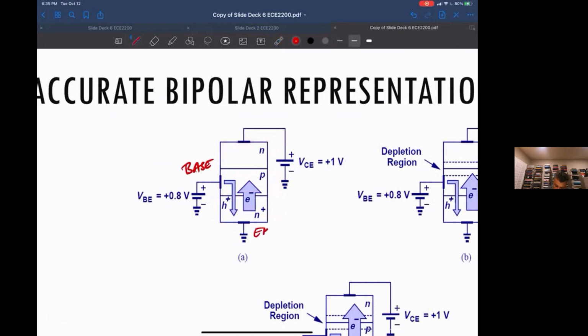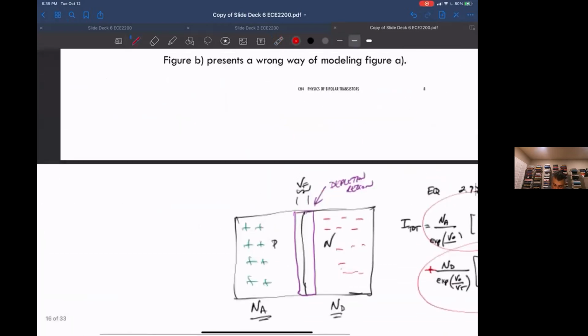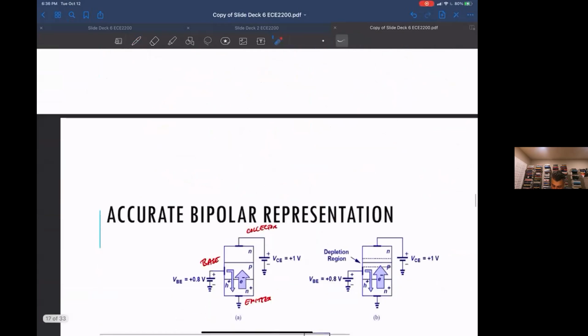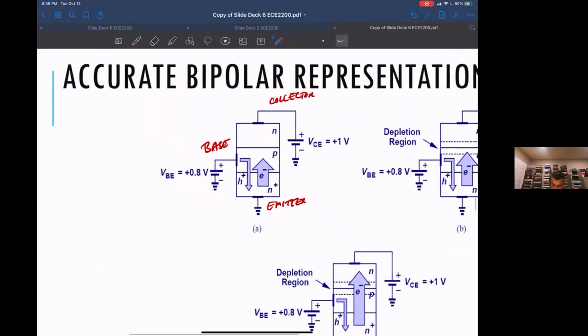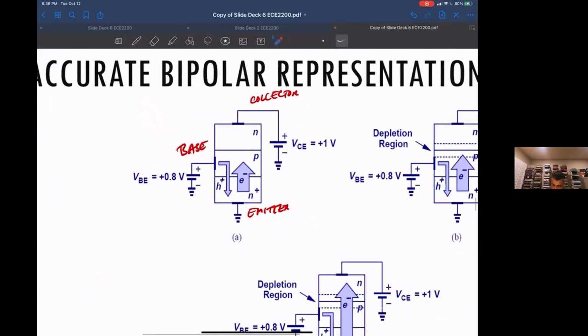This is the emitter. And this is the collector. We're talking about exactly the same voltages that we had here, except instead of the schematic drawing, I've got the sort of semiconductor cartoon drawing of it. Okay, so base, emitter, collector, and we have the base-emitter junction.